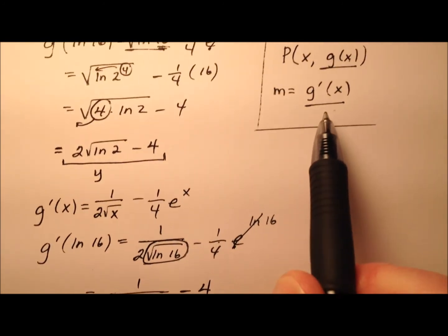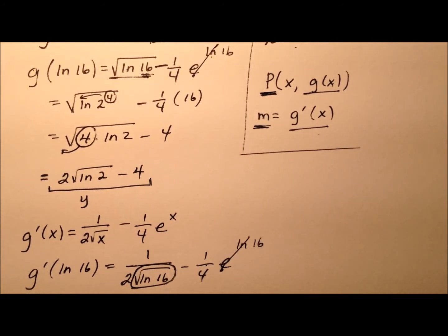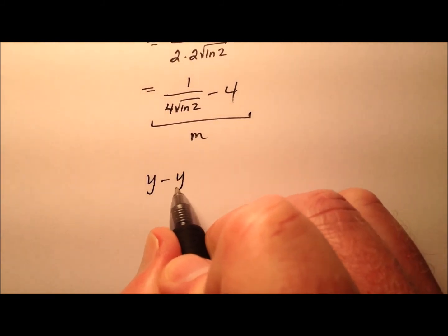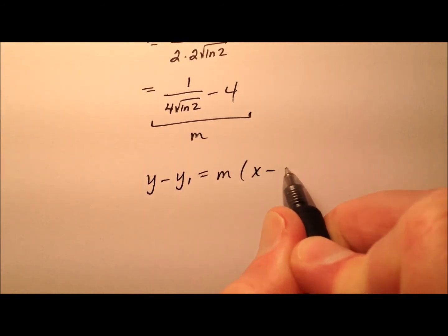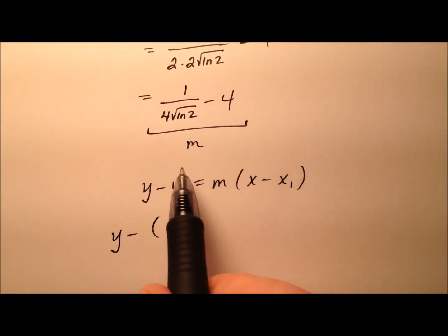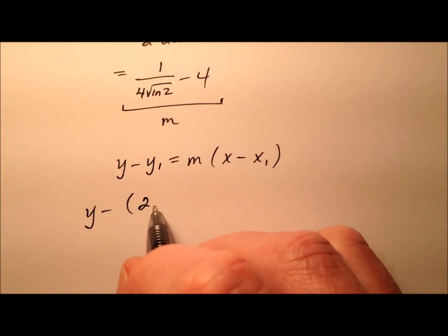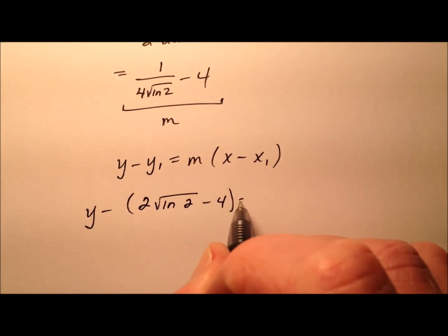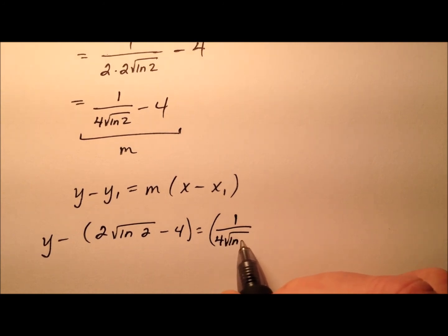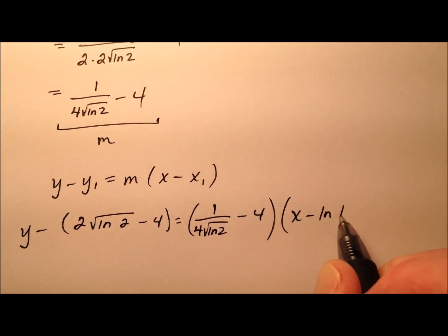Okay, so we know that we needed two pieces of information, the point and the slope, in order to write it in point-slope form. And we have all that information. So remember, point-slope form is y minus our y value equals the slope times the quantity x minus the x value. So y minus, and then our y value, which is this guy right here. So 2 times the square root of ln 2 minus 4 equals our slope, which was 1/4 times the square root of ln 2 minus 4, and then times x minus our x value.